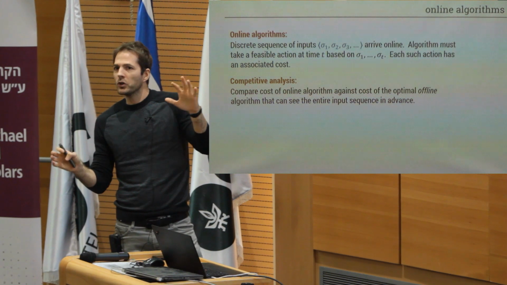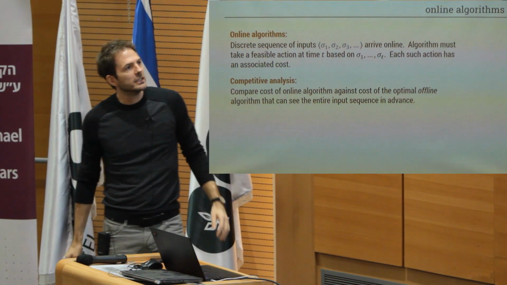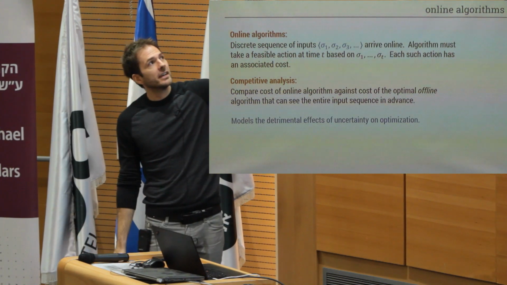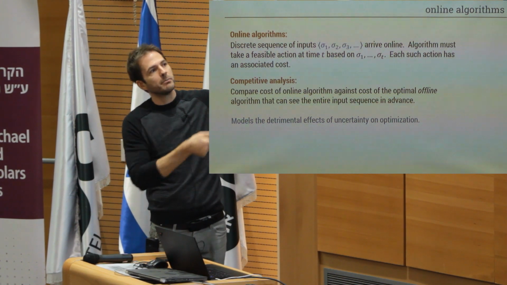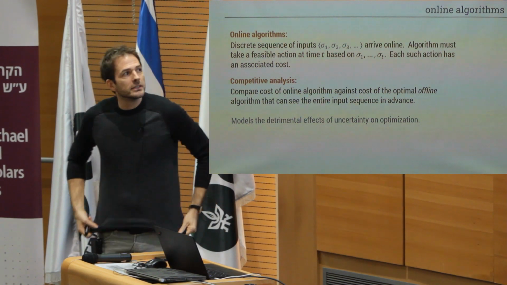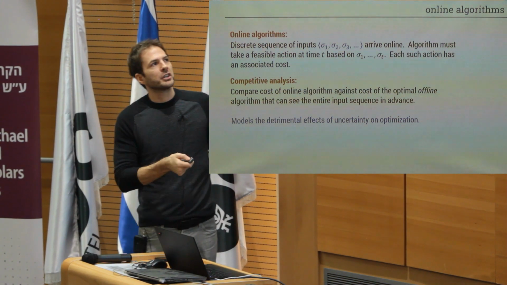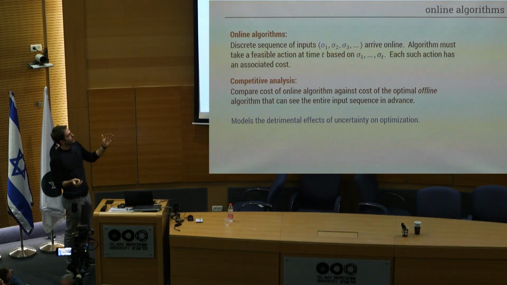By the way, the goal is going to be soon to connect the things I said before to a specific problem in this area. Basically what competitive analysis is doing is modeling how detrimental uncertainty is on optimization. You're comparing how well you can do optimization online to how well you could have done it if you saw the whole input at once.